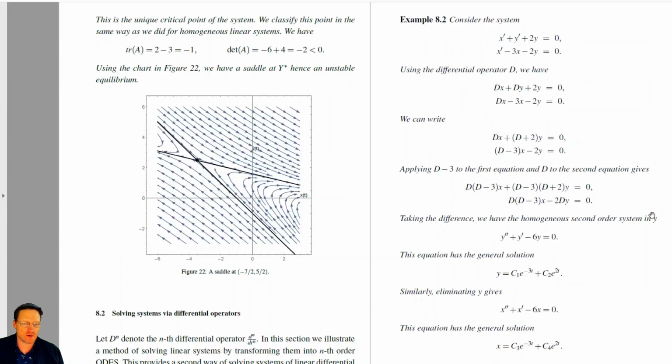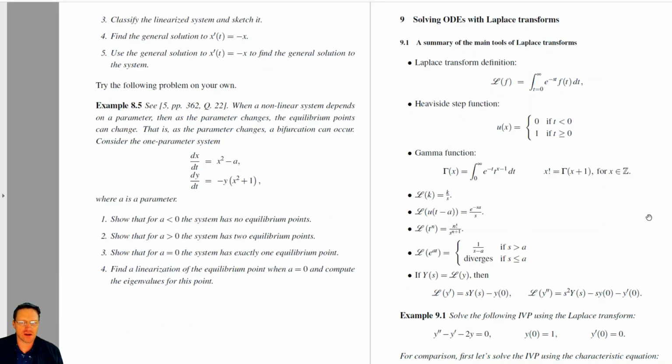Okay, so that will be all for now. Next up, we're going to do Laplace transforms, and they're rather interesting because they give you a way to solve equations purely algebraically. Essentially, you transform to the Laplace domain, you solve some algebraic equations, and then you take the inverse Laplace transform and you get a solution to your differential equation. And you can also do it for systems. So that's coming up next.